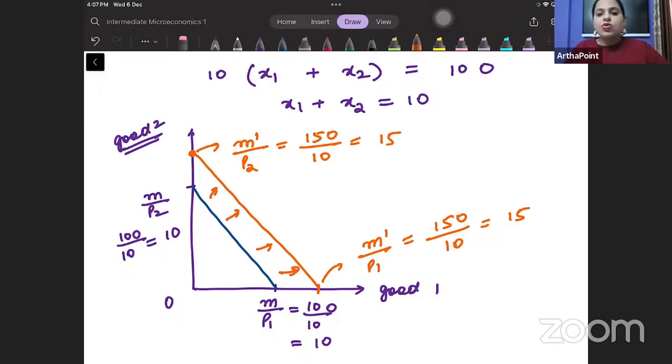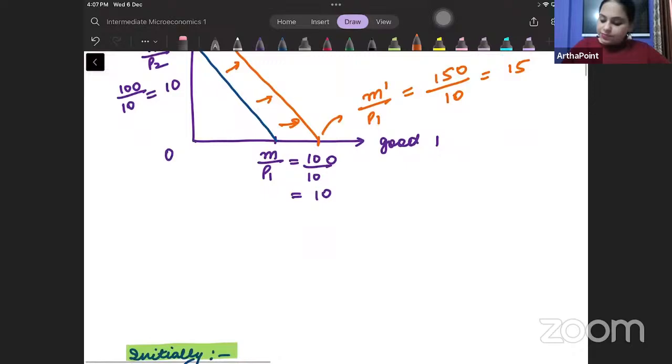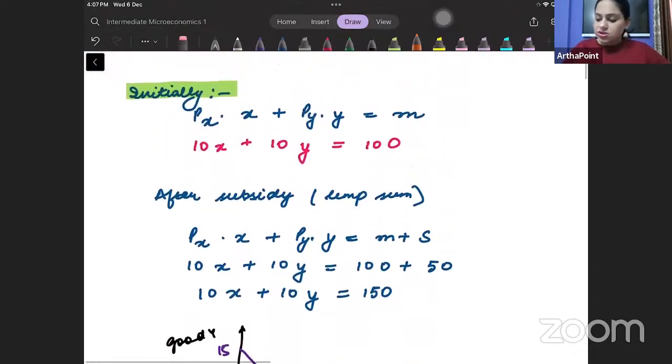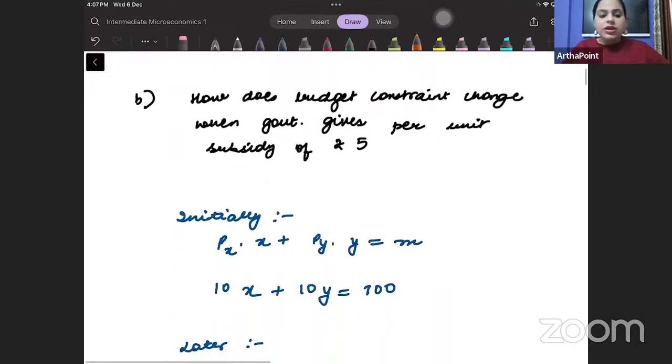So this is how you can go ahead and solve this question. ठीक है बेटा, ये मैंने explanation दी हुई है. This will be available on all your portals, so you can check it on the portal. Now बेटा, read the next part to this question. क्या कह रहा है next part? It says, how does budget constraint change when government gives per unit subsidy of 5?